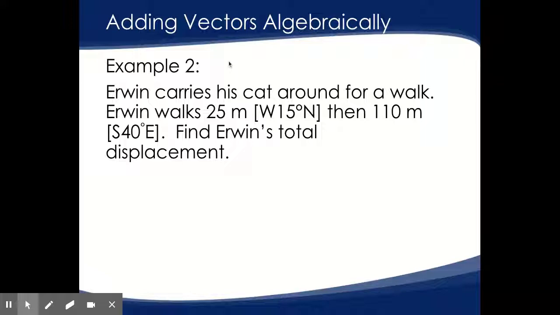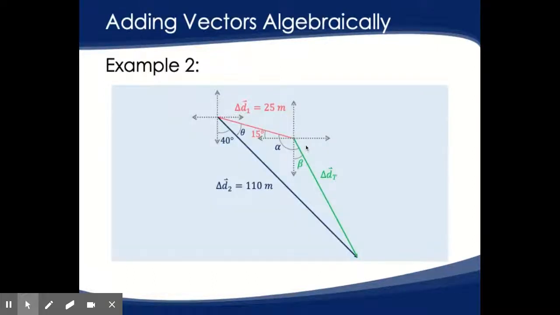So example 2: Erwin carries his cat around for a walk. Erwin walks 25 meters, 15 degrees north of west, and then 110 meters, 40 degrees east of south. What is Erwin's total displacement?